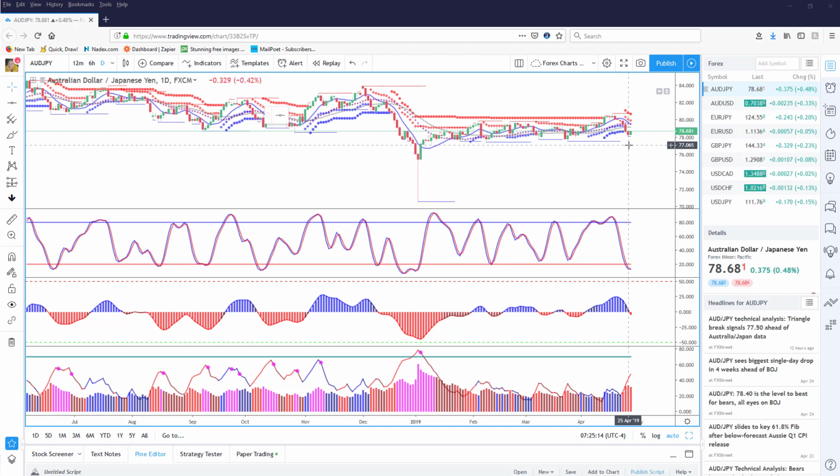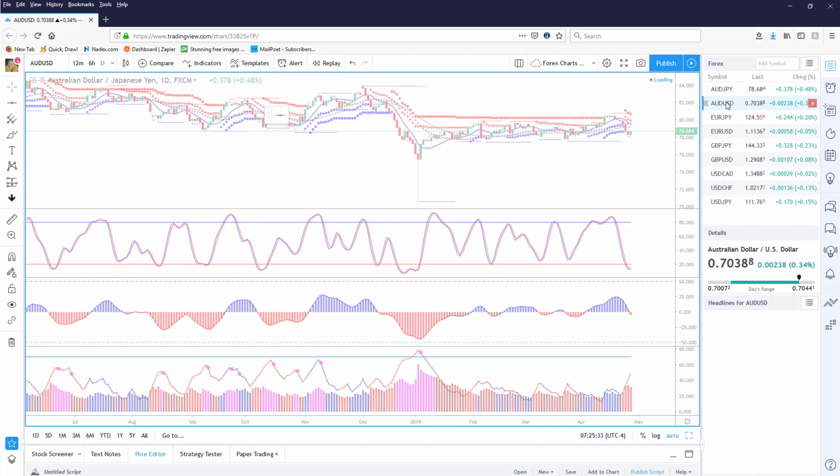You can also see that if this continues to be a bullish bar, the last true low on the stochastics was here. This low is higher. That's going to give you hidden divergence, which means we're going to have a strong up move, more likely than not.